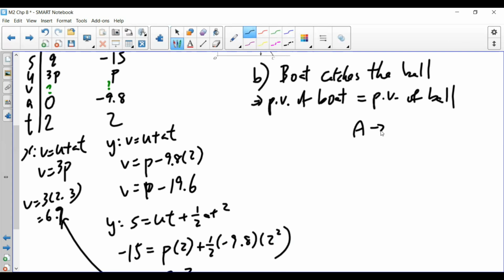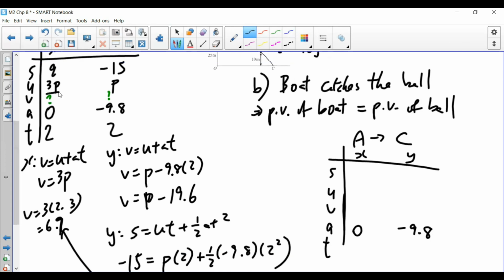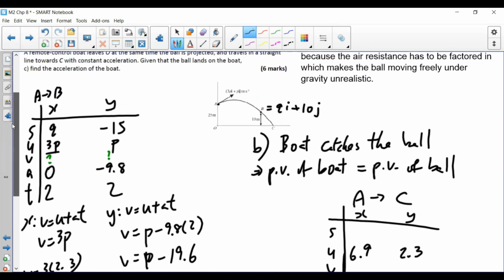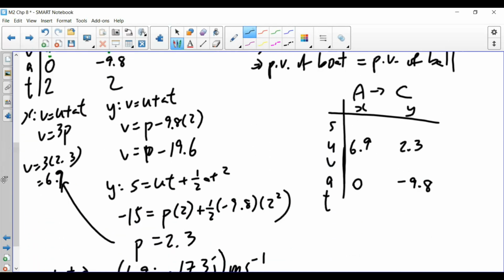So from A to C, X and Y again, SUVAT. A is 0, AY is minus 9.8, we know that. And UX was 3P, we know P is 2.3, so 3P will be 6.9. And UY will be 2.3 because of P. Okay, and now because we don't know how long exactly it takes for the ball to travel from A to C, time is unknown from A to C.